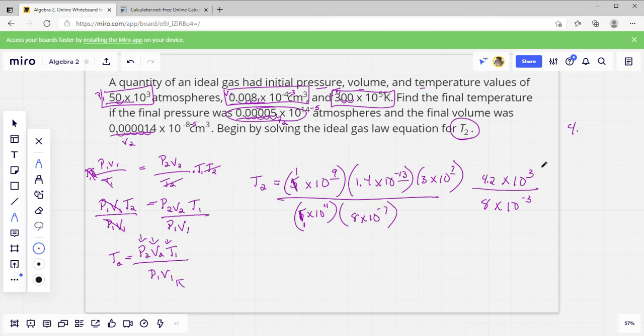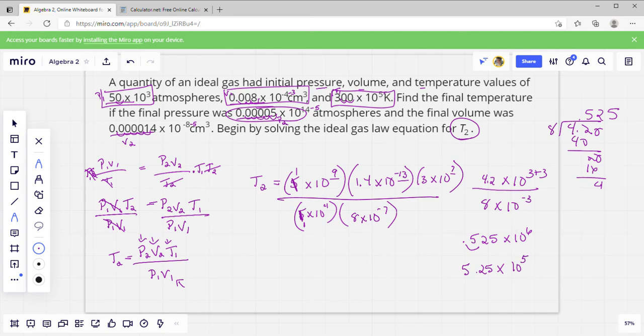Okay, 4.2 divided by 8 times 8. 8 times 5 is 40. Times 2 is 16. 5.25 times 10. That would be plus 3 to 6. We're going to move that 1. 5.25 times 10 to the 5th.